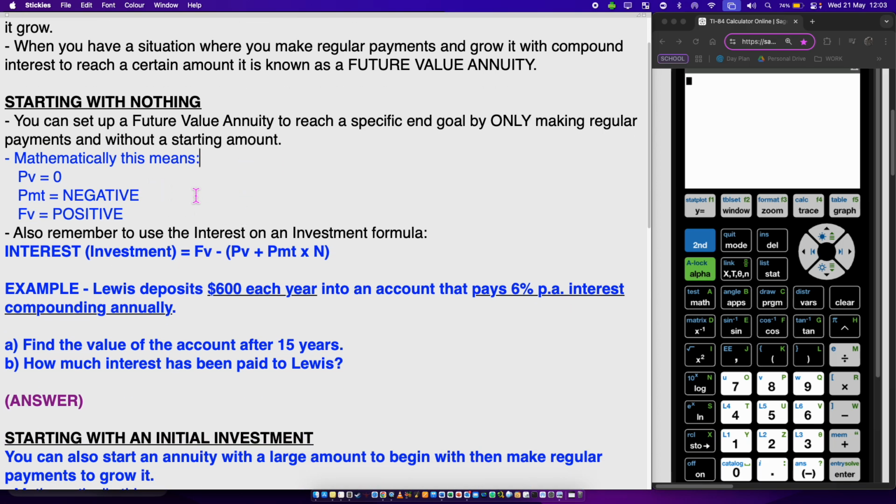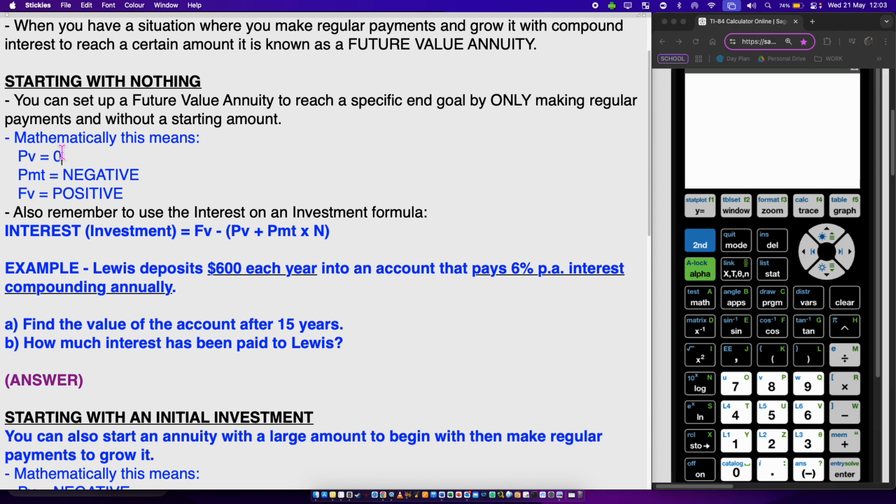So what's a future value annuity that starts with nothing? What's the maths behind that? Well, if you're starting with nothing, what's PV going to be? 0. If you're making payments into the bank, PMT is going to be negative. And then if it grows to a certain amount, FV is going to be positive. So can you get that down, please? A future value annuity that starts with nothing is going to have those variables. PV is nothing, PMT is negative, FV is positive.